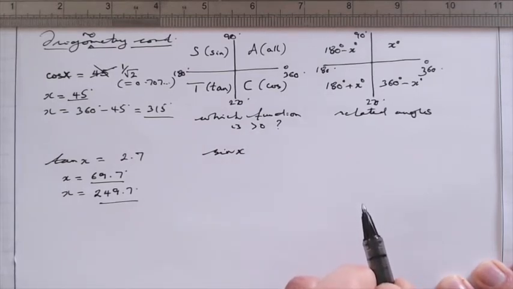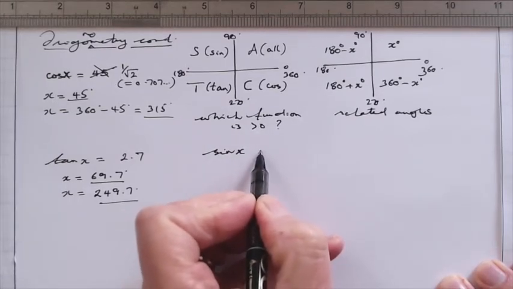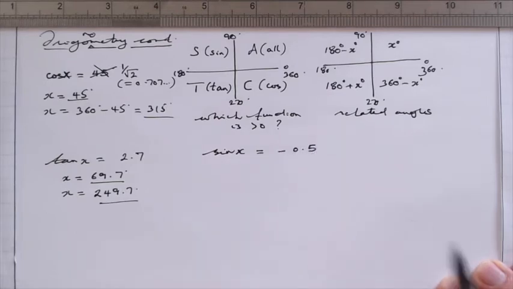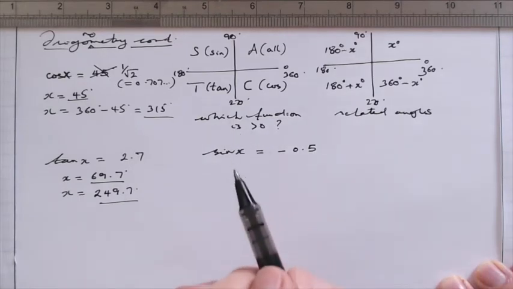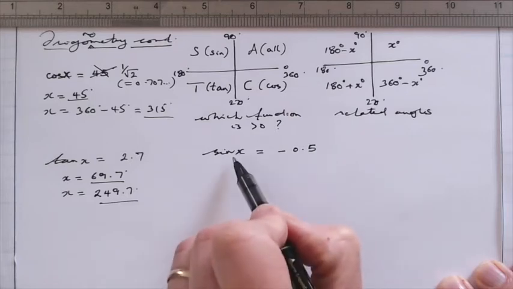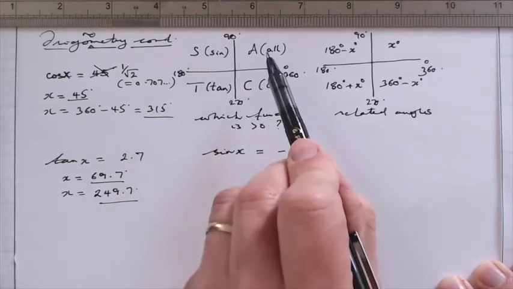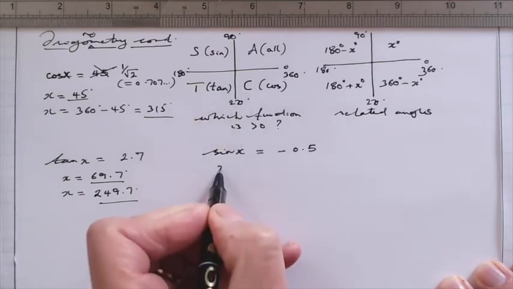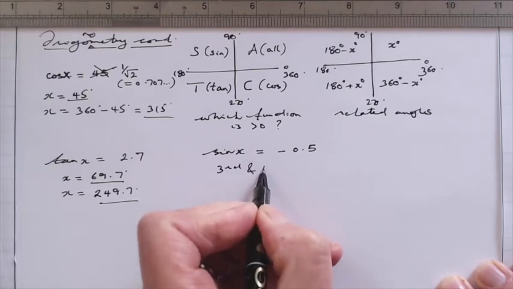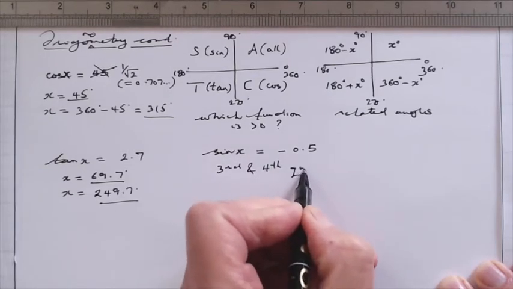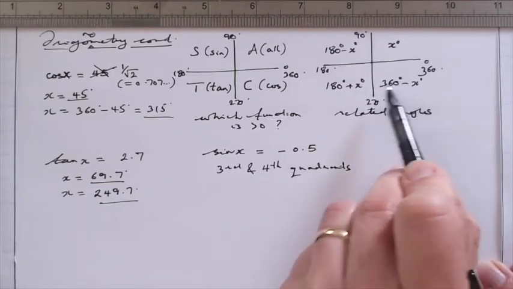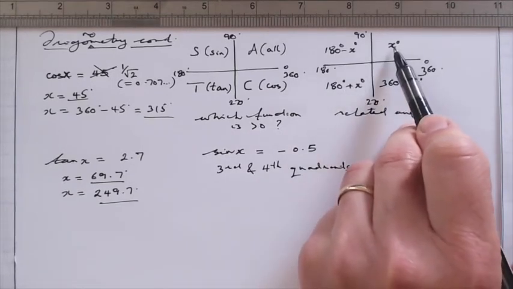Let's say we have sine x equals negative 0.5, for example. Well, we're expecting two solutions. We're expecting where sine is negative. Well, sine is positive here and here, so sine will be negative here and here. So we want to work in the third and the fourth quadrants. But to use the related angles, we want to have a solution in the first quadrant.